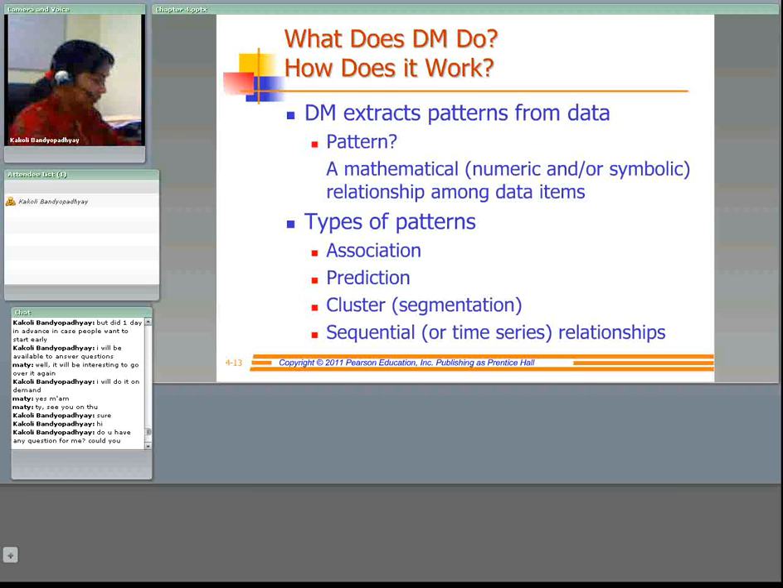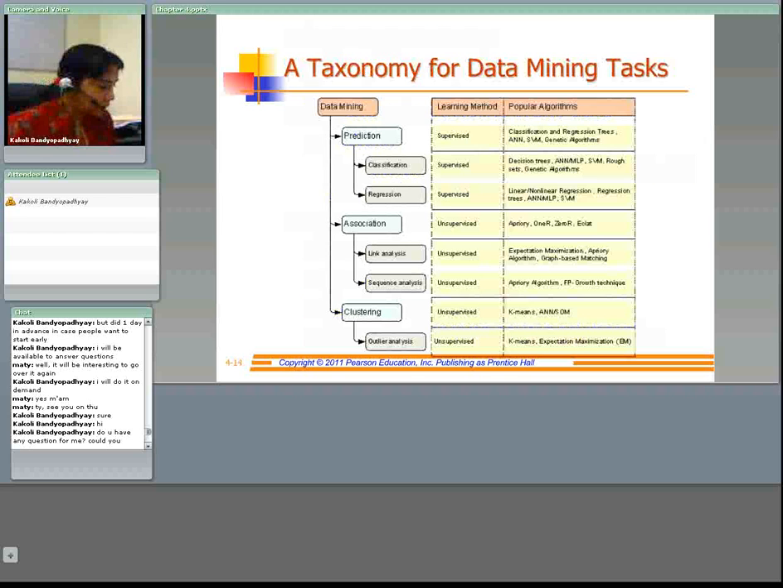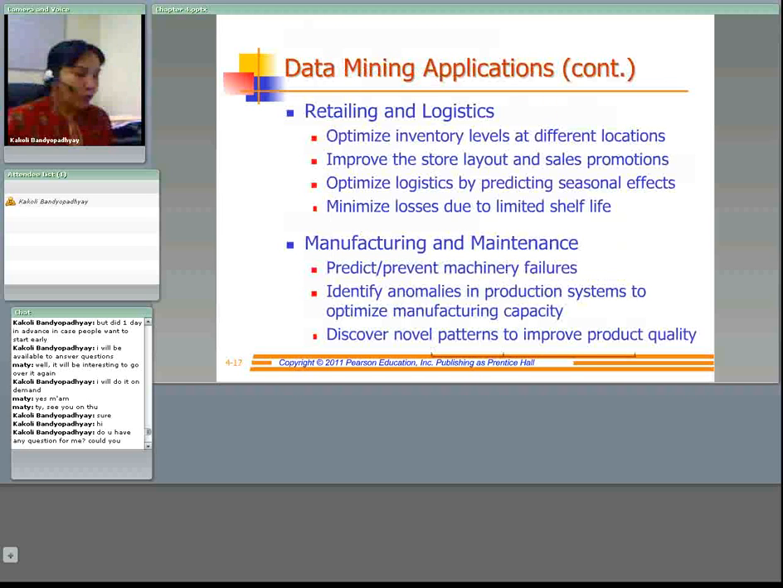Now next, we would look at some of the data mining applications.